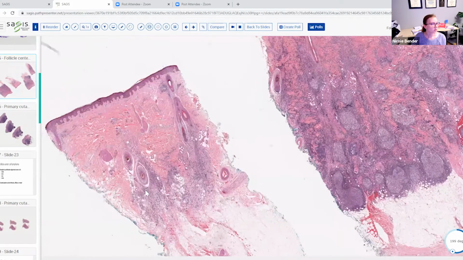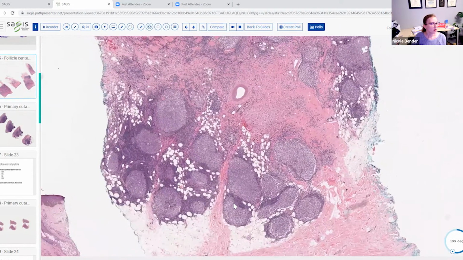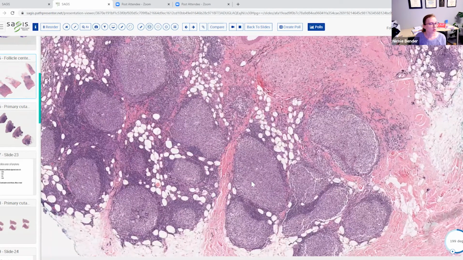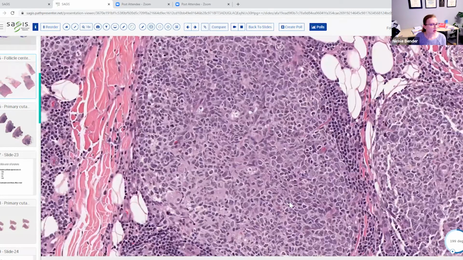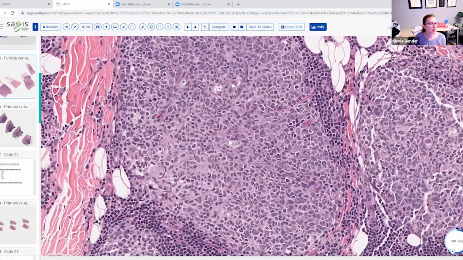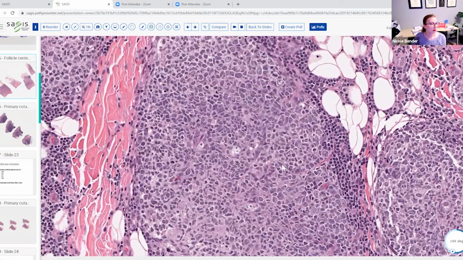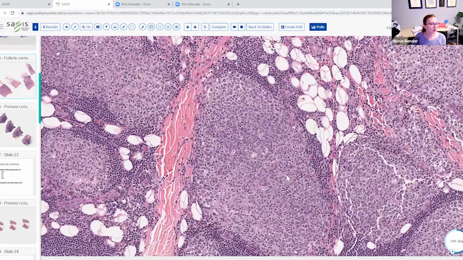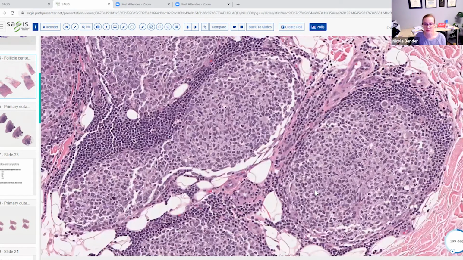When we look at the germinal centers too, which are really extending into the subcutis, they are not normal. So there's no really appreciable polarity to this. All of the germinal center all appears to be the same color of cells. And when we get closer, we can see that tingible body macrophages are hard to come by. Here's one, maybe two. They're very rare and hard to come by. So that's abnormal. We shouldn't be seeing that.